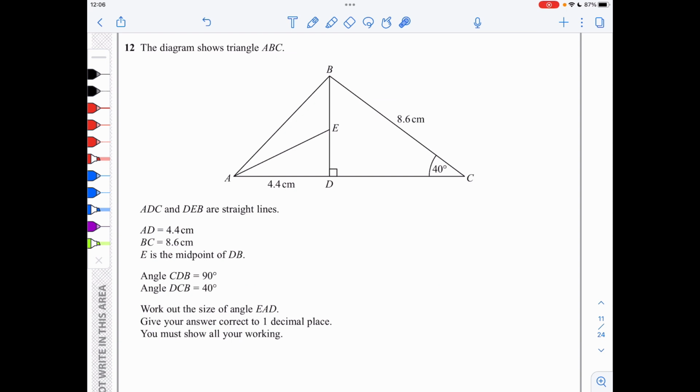In 12, we are asked to work out the size of the angle EAD, which is in this triangle.